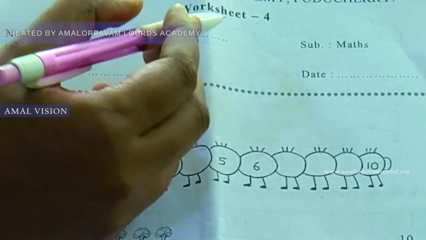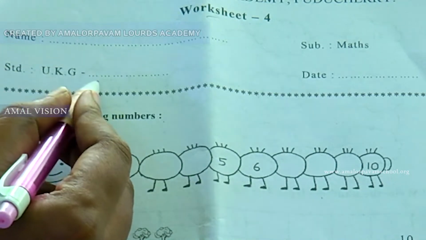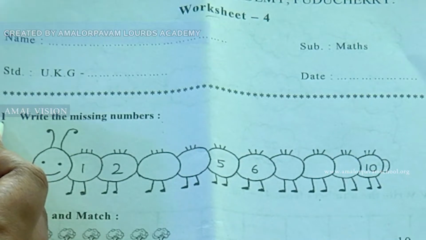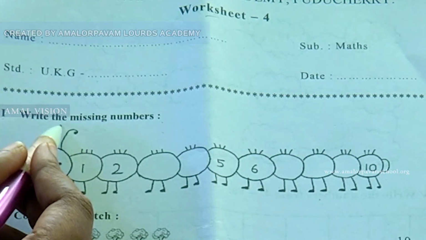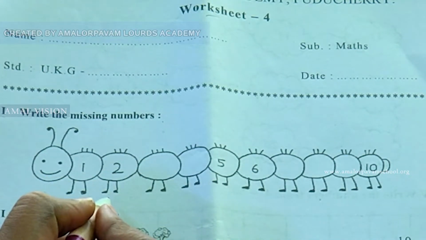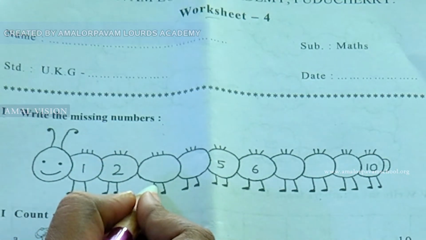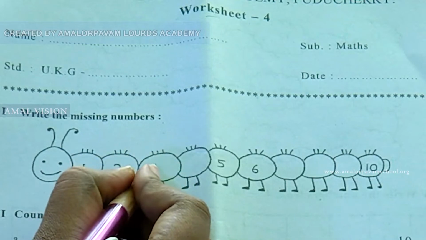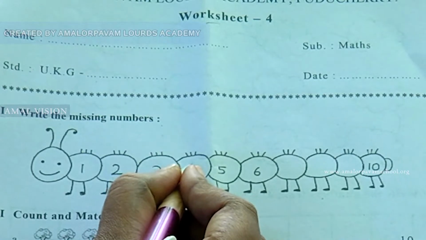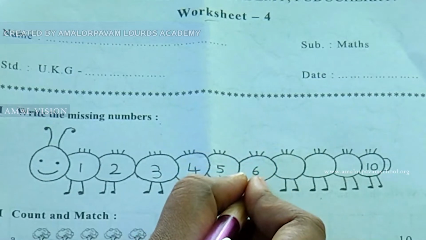Children, this is your maths worksheet number 4. So write your name, class, section and write the date. Roman numeral 1, write the missing numbers. Some numbers are missing here, so we have to write the numbers. 1, 2, which number is missing here? Yes, number 3, write number 3. And then 4, write number 4. And then 5 is given here, 6 is also given.